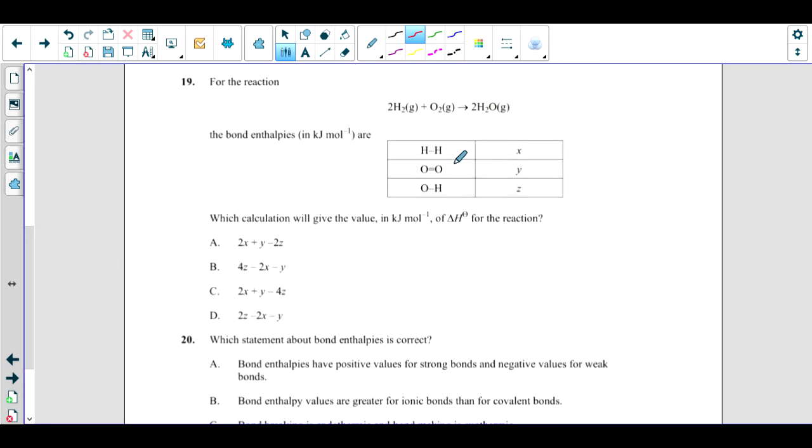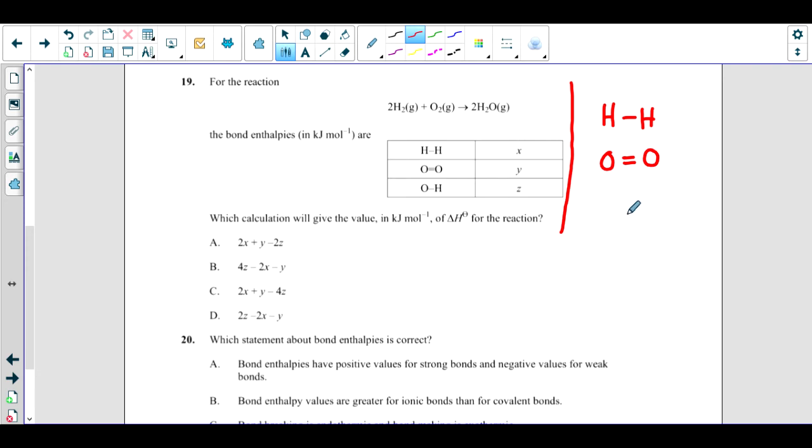Okay, for the reaction of this water equation, the bond enthalpies are given. We want to calculate which one is correct. For this, I think it's better if you draw the structures. H2 is what? Hydrogen bonded with hydrogen. For oxygen, we know oxygen is double bonded with oxygen. Why? It has 6 electrons, so it shares 2 to become stable.